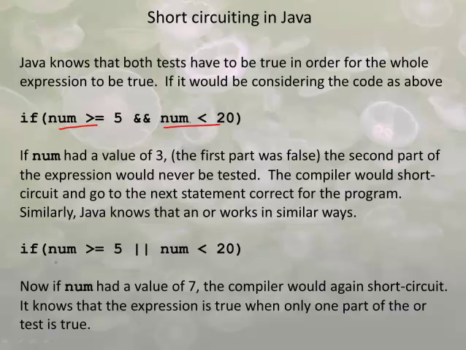Similarly, we have a compound statement down here that is ORed together. Java knows that for an OR statement, both of these have to be false in order for it to be false. So if num greater than or equal to 5 was true, once again, this would not be checked, because if one of them is true, it doesn't matter. The whole expression is true. So in what I wrote, if num had a value of 7, the compiler would again short circuit. It knows that it only needs to check 1.